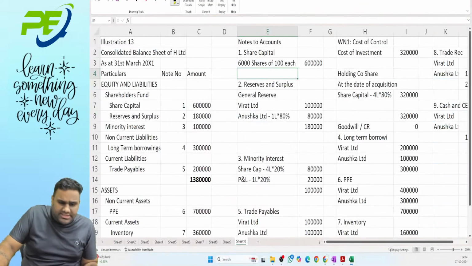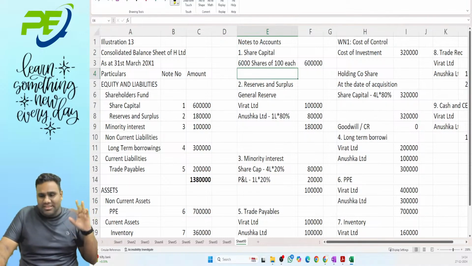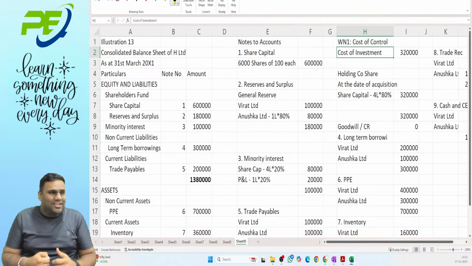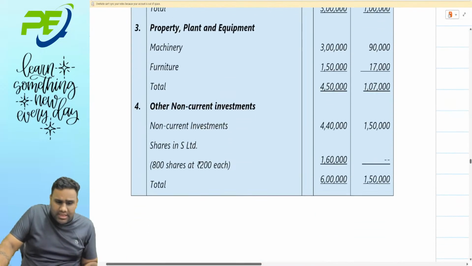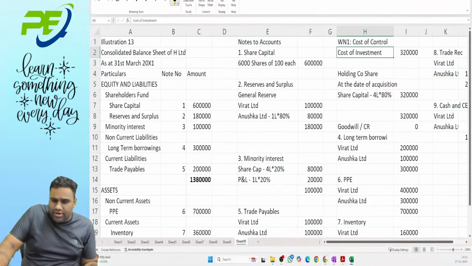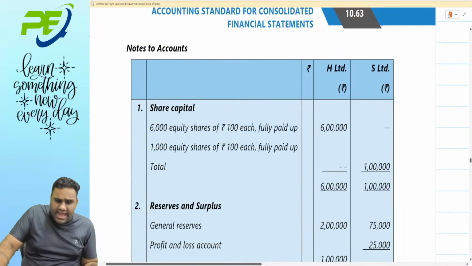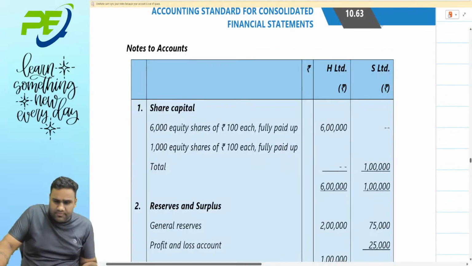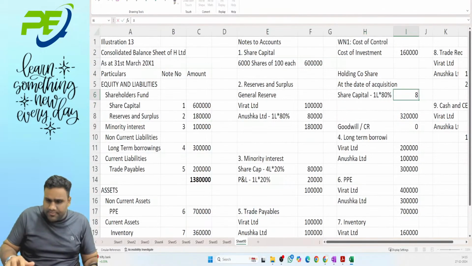Next we can move on to the next item, reserves and surplus. And we know reserves and surplus means first cost of control, and reserve split up is also required. Let's begin. So working note 1, cost of investment. Shares in S Limited, 1,60,000. Now, holding company share on the date of acquisition: share capital 1 lakh, into the percentage, which is 80% here. So 1 lakh into 80%.